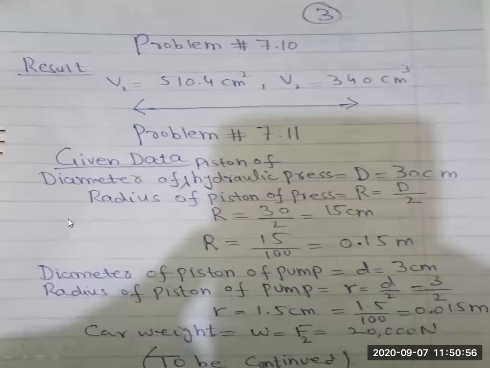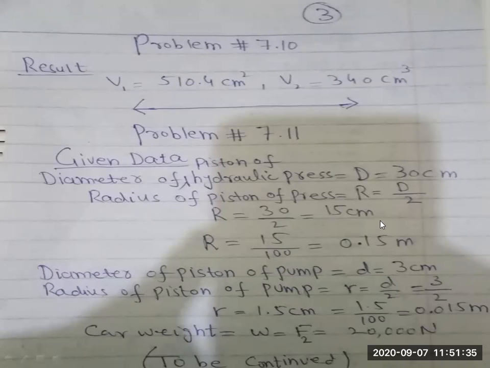First of all, I write the given data. Diameter of the piston of the hydraulic press, I took it as capital D, which is 30 centimeter. I converted diameter into radius because in the formula we require a radius, not the diameter. Radius is half of the diameter, so D by 2, 30 divided by 2 is 15 centimeter.